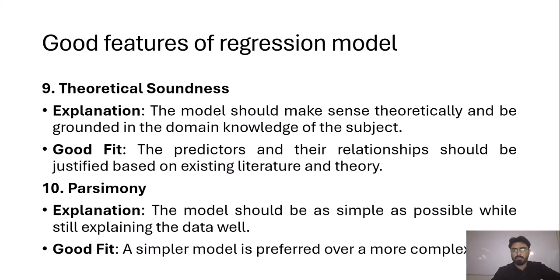So the next good feature of the regression model is theoretical soundness. Theoretical soundness means that the variables which you have included in your model must be based on some kind of theory. Before taking any independent variables in your model, you have to study the literature review. The more literature you have studied, the better model you are going to develop. Without studying any literature review, you cannot develop any econometrics model. So there should be theoretical logic behind any econometrics model.